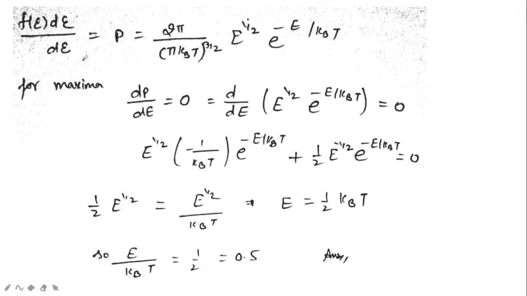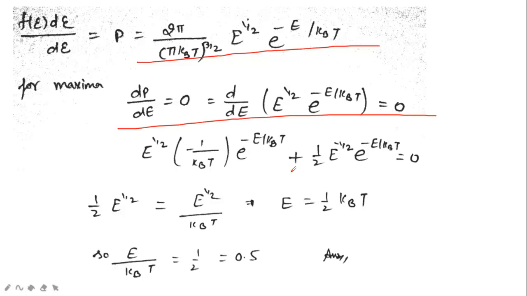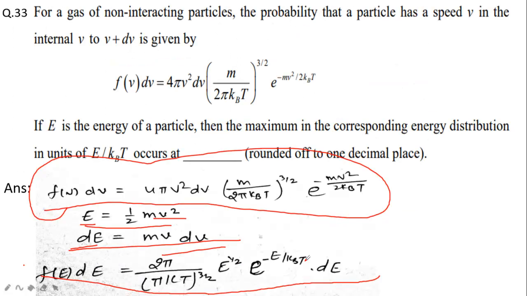For maxima or minima, I have told you, you will just take the derivative with respect to the quantity we have to derive. So f(E) dE over dE, this is P, we are getting this one, and for maxima we will just do one time differentiation and then put it equal to 0. Doing some mathematics, we are getting E equals half kBT, and we have to derive the value of E over kBT, which will be equal to 1 by 2, which is 0.5. So this is the answer.